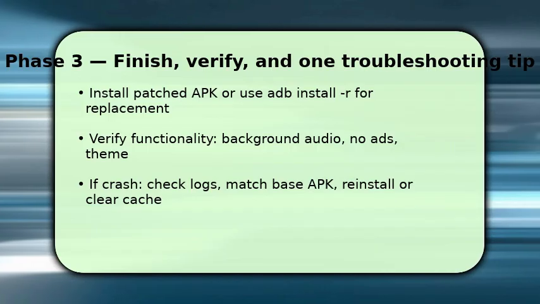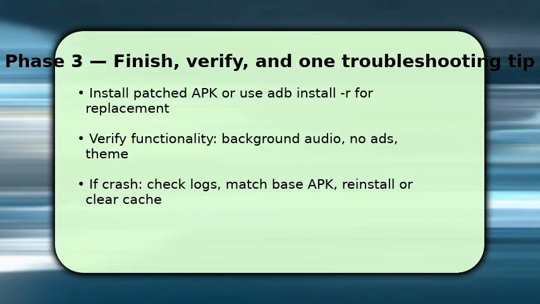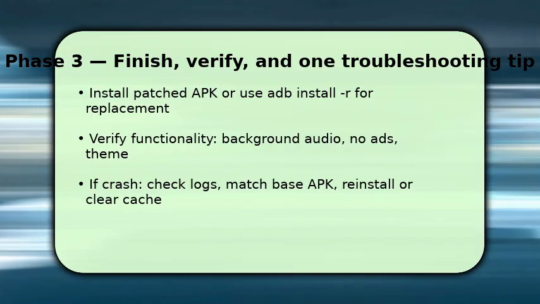If something goes wrong, app crashes, or features missing, check the build logs, ensure the base APK version exactly matched, then uninstall, clear cache, and reinstall. A common fix is rebuilding with fewer patches. This narrows down the offending change so you can restore a stable build.